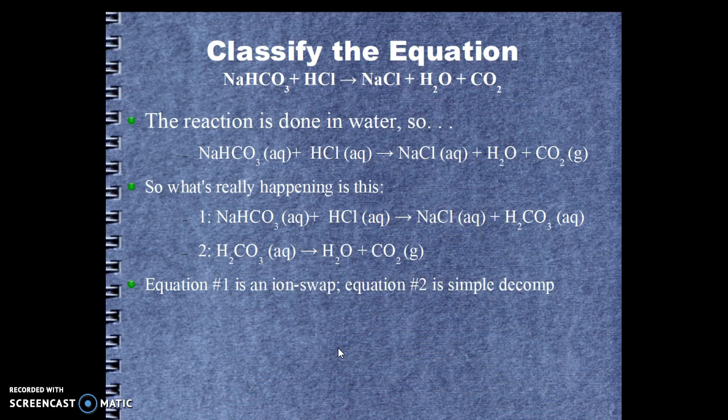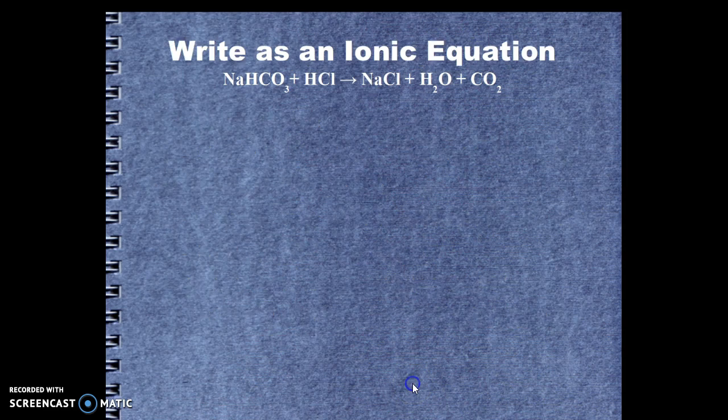Equation number 1 is therefore an ion swap. You can see the sodium ends up being paired with the chloride, and the hydrogen ion ends up stuck to the hydrogen carbonate. That's NaCl, and that's hydrogen carbonate here, or carbonic acid, as the other product. So this is an ion swap, and this is a simple decomposition. That means that what we have is an acid-base reaction.